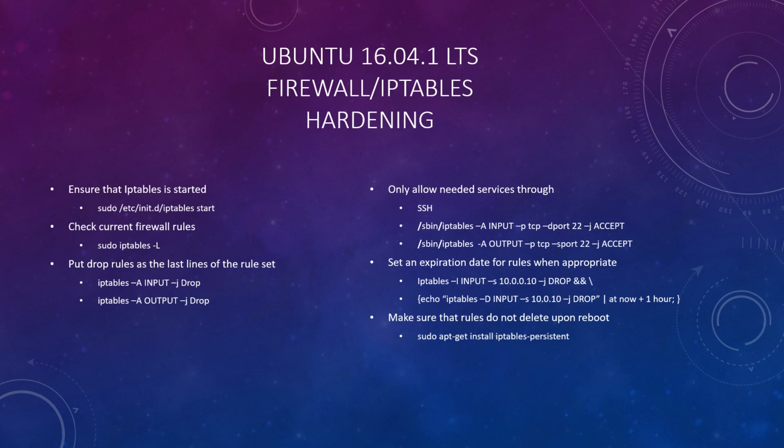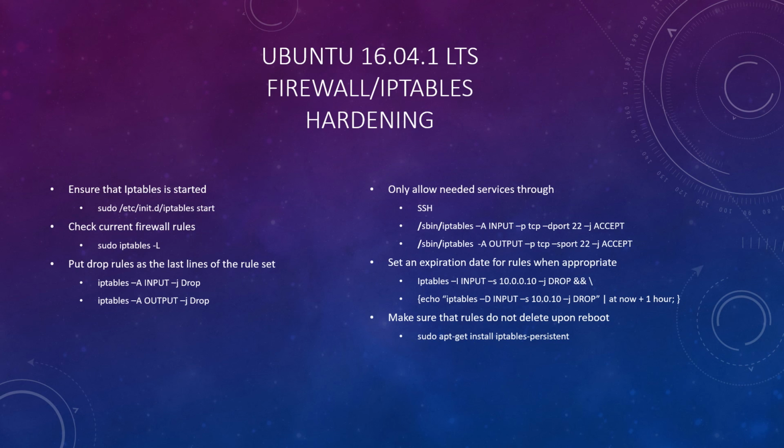Alrighty, hardening for your Ubuntu Firewall, aka IP tables. You want to make sure that IP tables is obviously started. Use a sudo command to get that taken care of. You want to check the current firewall rules that are implemented. You could do that with a simple sudo command. Remember, disable root ahead of time, so you just do everything in sudo from here on out. That command is sudo iptables -L, and that'll bring up all the current firewall rules you have in place.